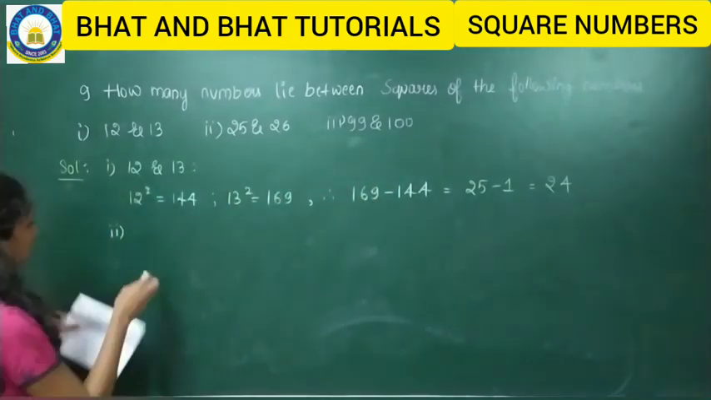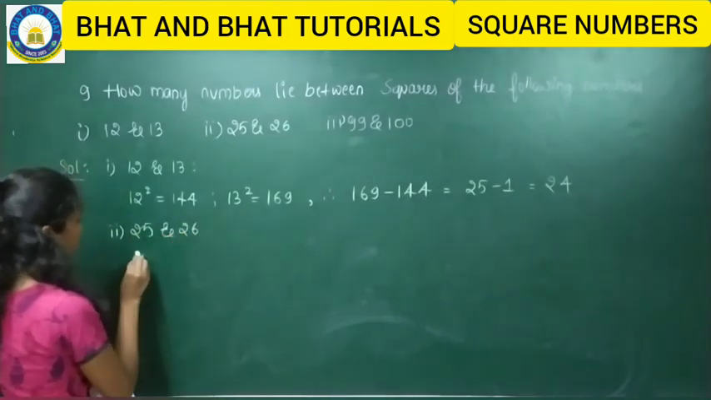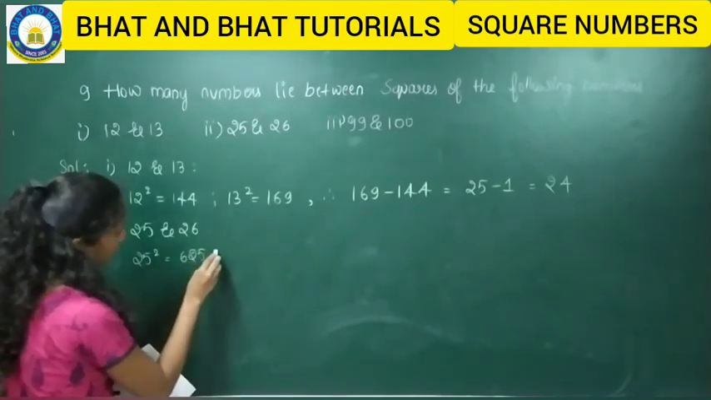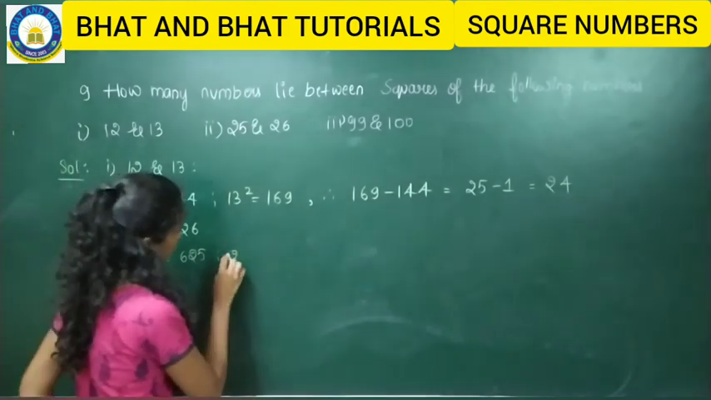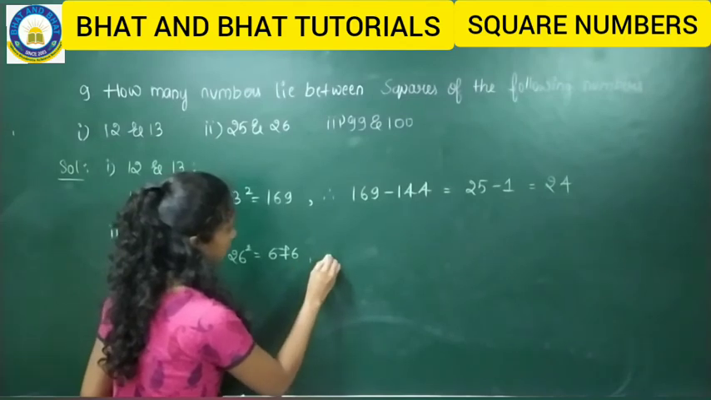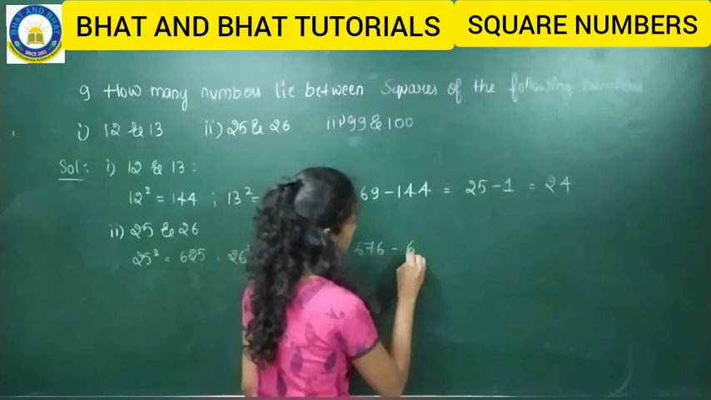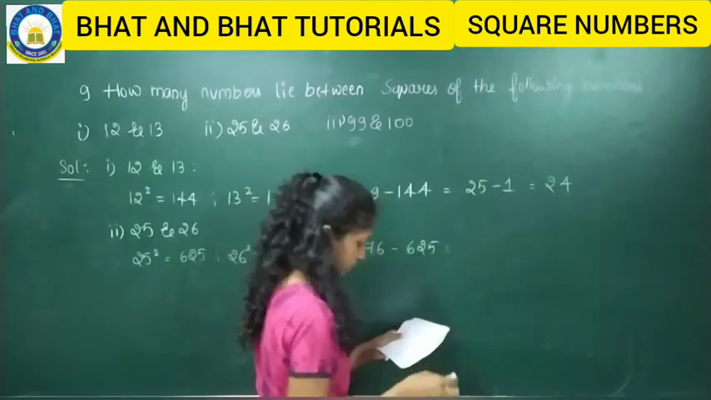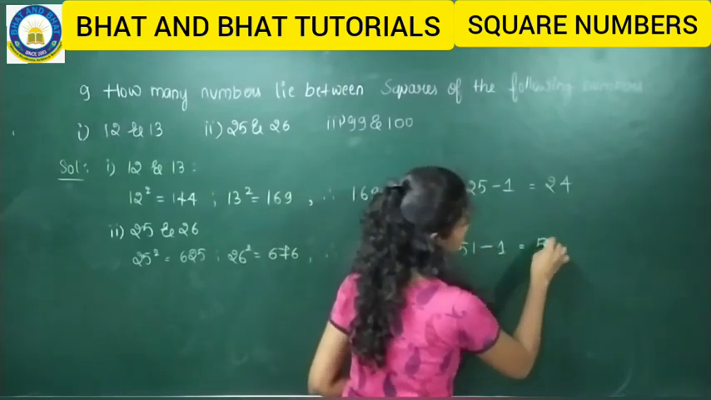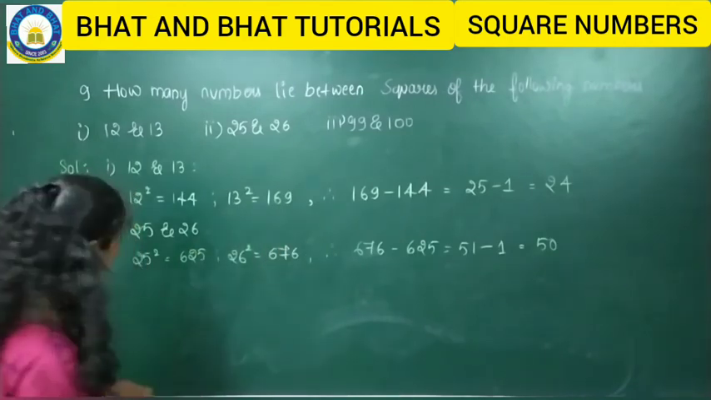And for the second question, that is 25 and 26. So 25 square is equal to 625. Okay, and 26 square is equal to 676, therefore 676 minus 625 is equal to 51, and it is compulsory, as I have said, you have to do minus 1 and you will get 50 as your answer. Since you are doing all the steps, you will be doing minus 1 in the last.